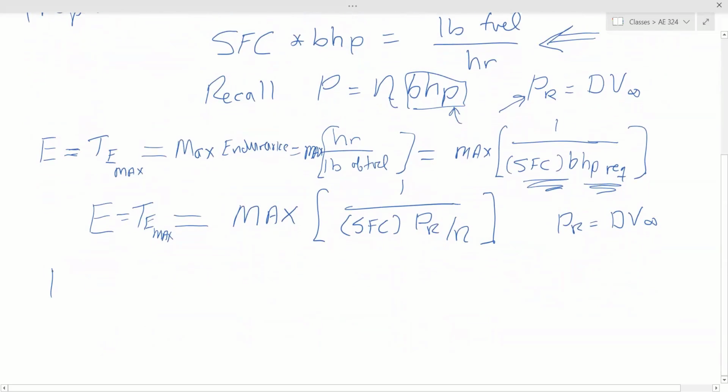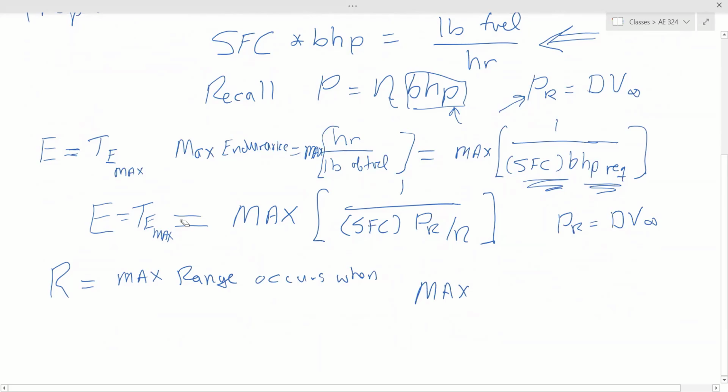So the range, which is really the maximum range, we don't want to stop short. We're going to say how far can we fly. So the maximum range occurs when we're at the maximum of the velocity times the maximum endurance.